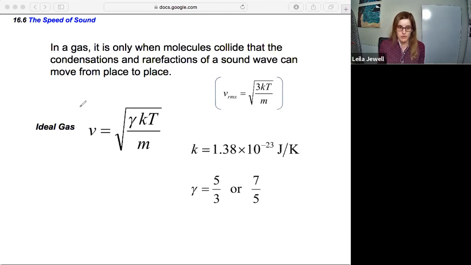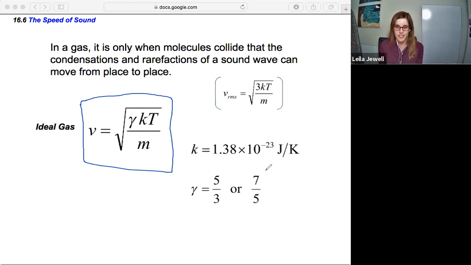v is equal to the square root of gamma kT divided by m. Here k is our Boltzmann constant again, 1.38 times 10 to the minus 23 joules per Kelvin. Gamma is what we saw back in the last chapter. Depending on the type of gas, if it's monatomic, gamma will be 5/3. If it's diatomic, it'll be 7/5. It's the sort of thing that will have to be mentioned in the problem.